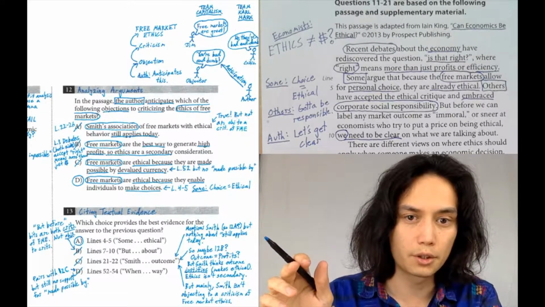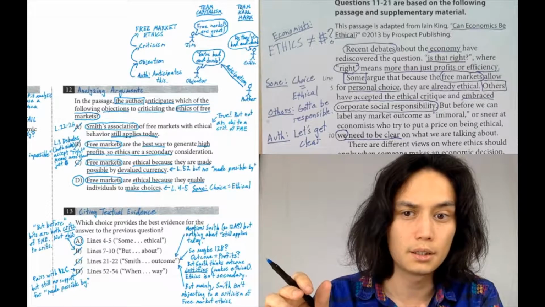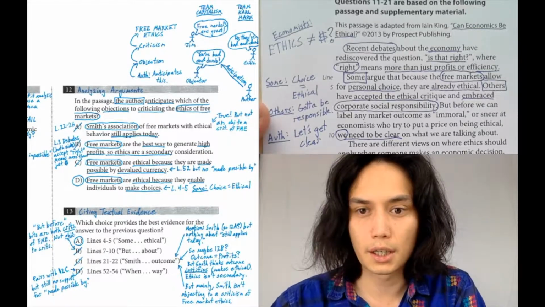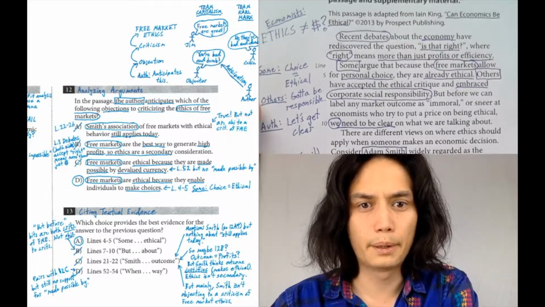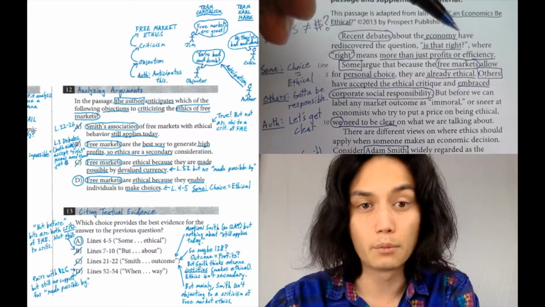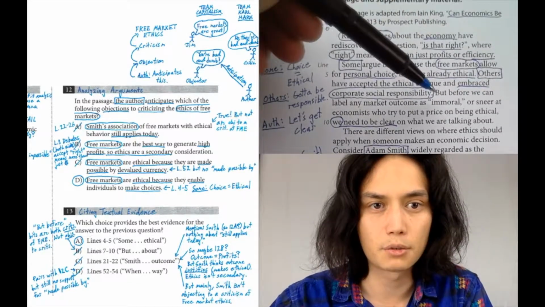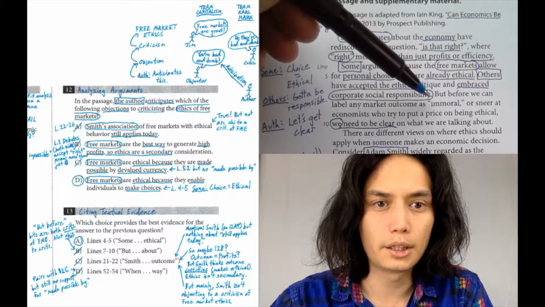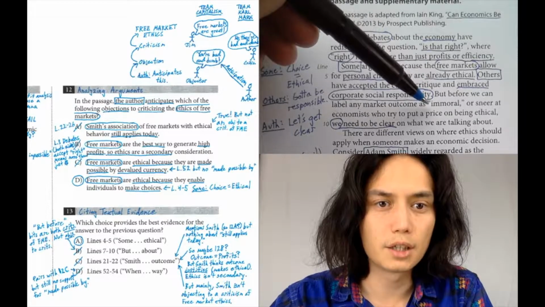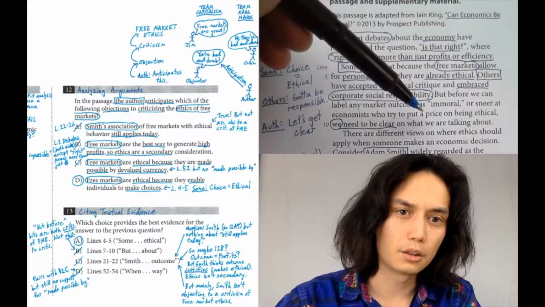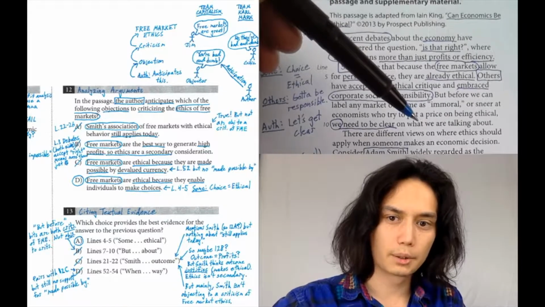We've already covered answer choice A and its rightness, so let's just skip straight to B. And we're looking at lines 7 through 10, from "but" to "about." And it's really important here not to read any more or any less than the quote. So here we're going to start with "but." But before we can label any market outcome as immoral or sneer at economists who try to put a price on being ethical, we need to be clear on what we're talking about.